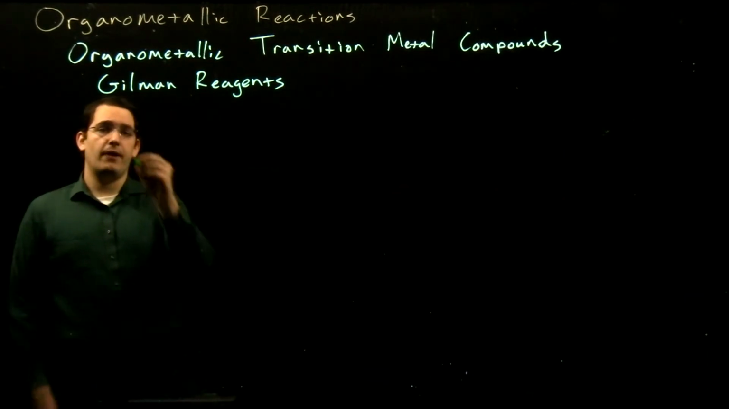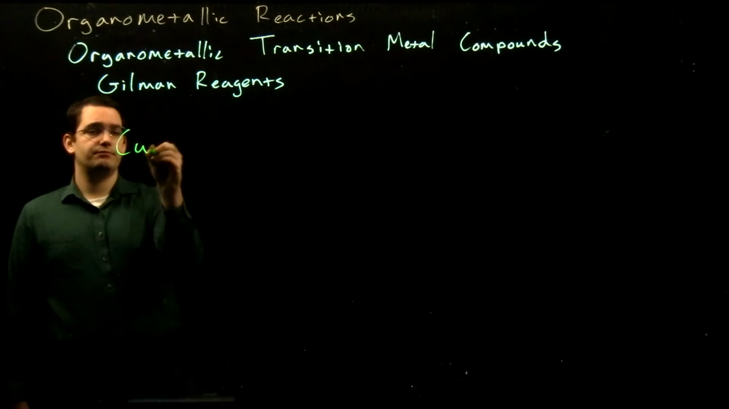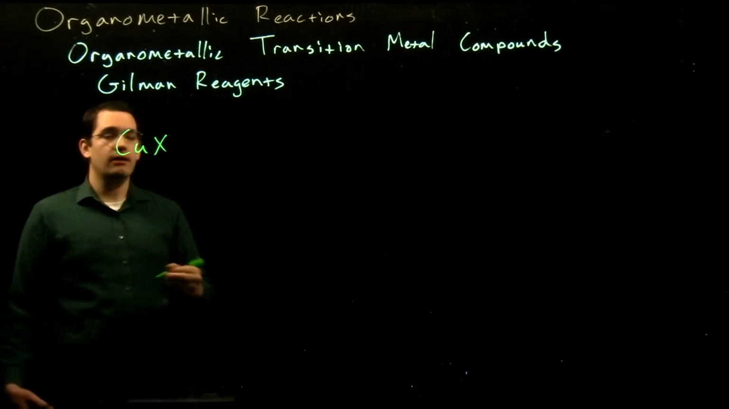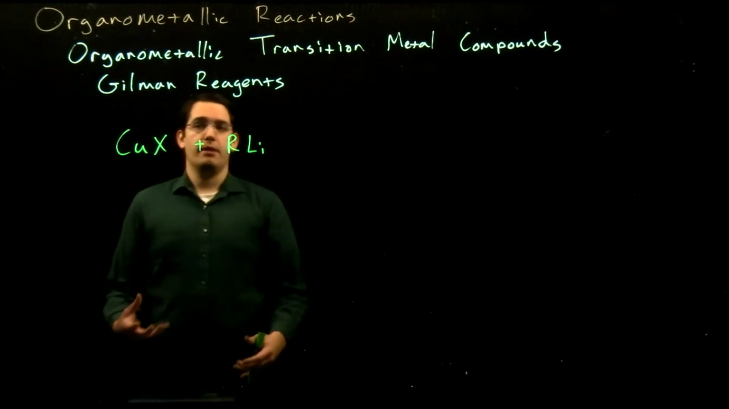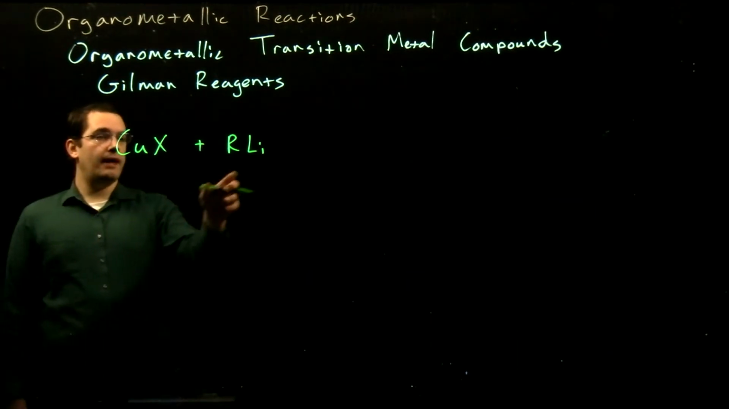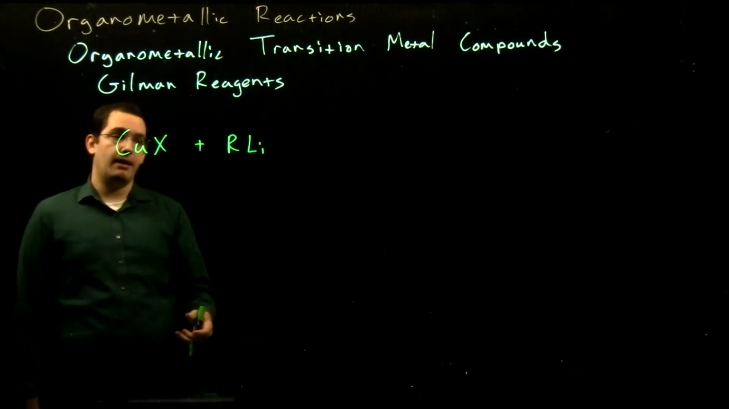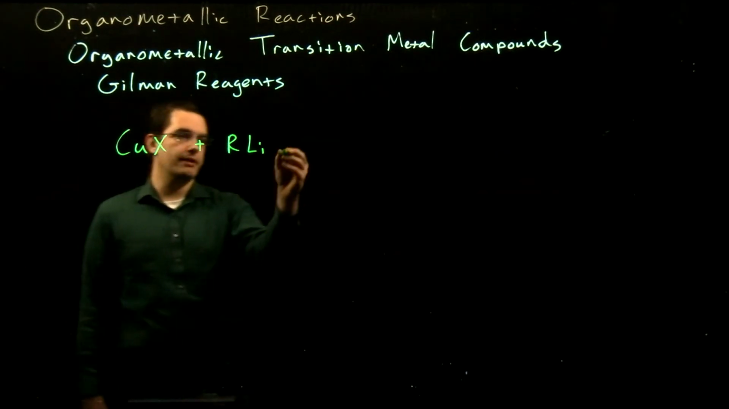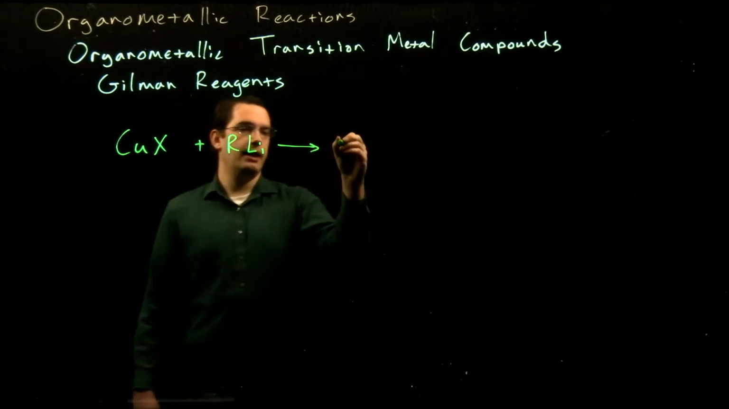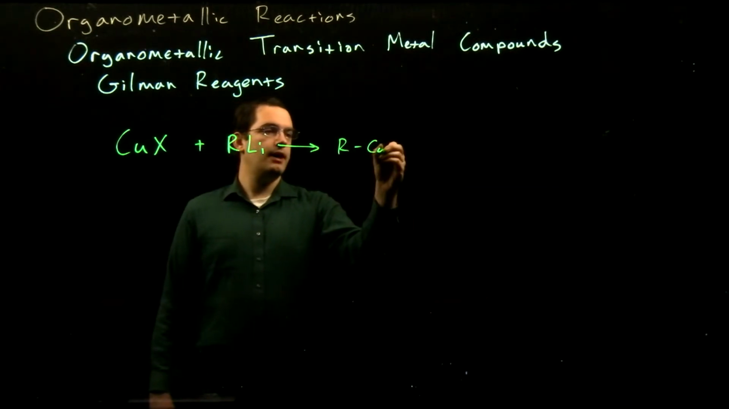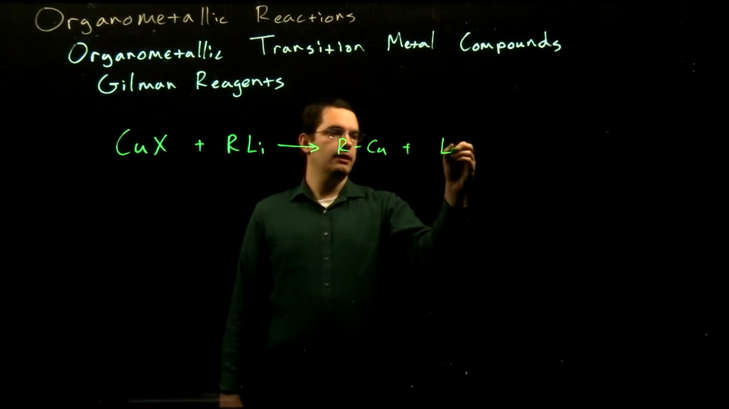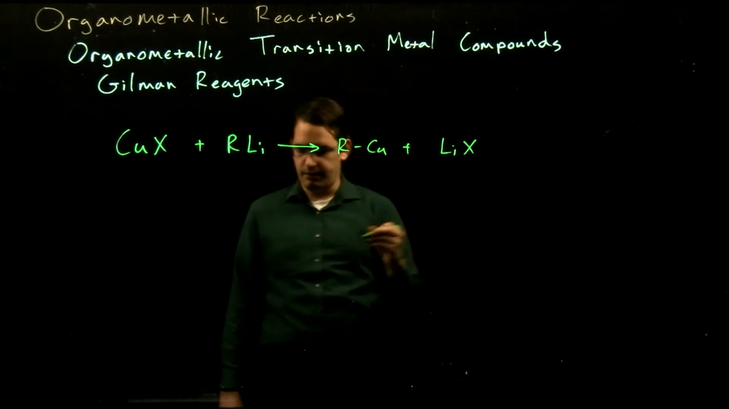So we're going to start with our copper halide. Again, of course, X is just representing any halogen here. We're going to combine our copper halide with our organolithium compound. We're going to exchange our alkyl group for our halogen. So we end up creating an alkyl copper compound, and we also create our lithium halide ionic compound.